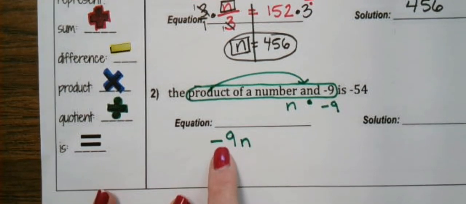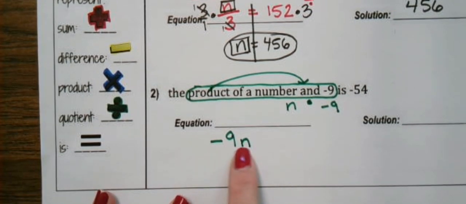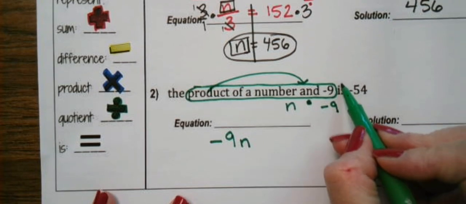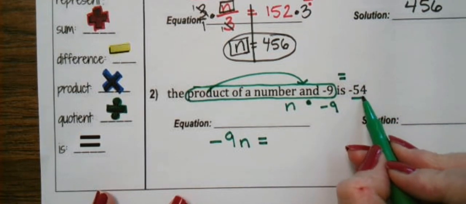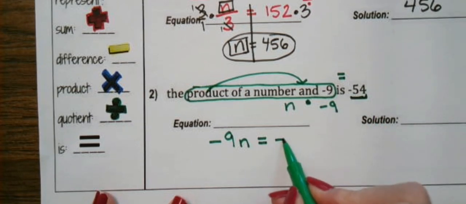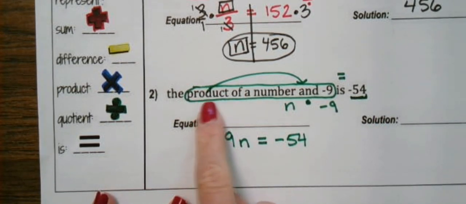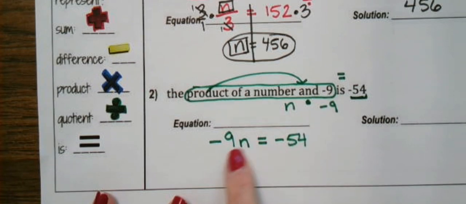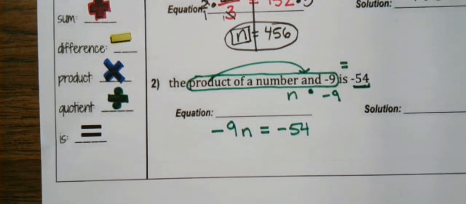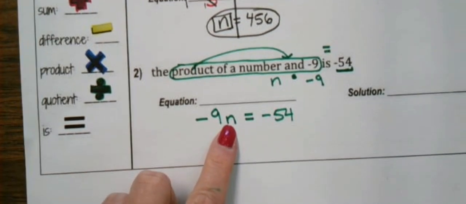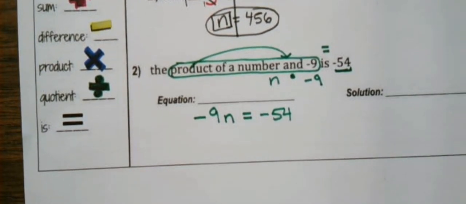Okay, so we're going to write negative, the product of a number and -9, just like this. And then do you see how it says is? Is means equals. So I'm going to write the equal sign. And then we've got the number -54. Okay, so let's just check it. The product of a number and -9, which is right here, product means multiply, is -54. So our goal is to figure out what is that number. The product of what number and -9 is -54?